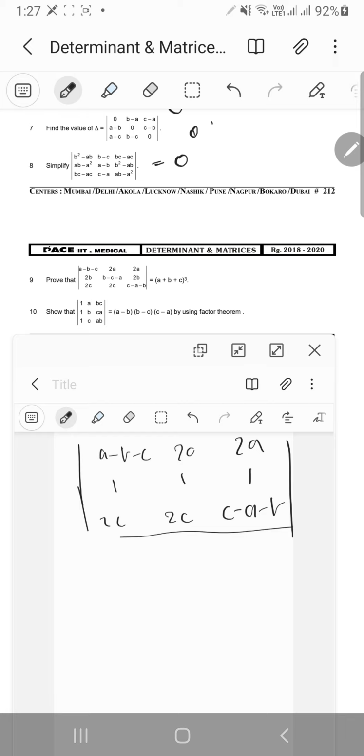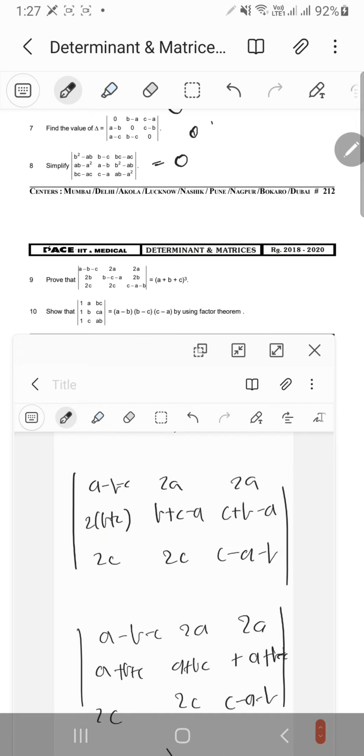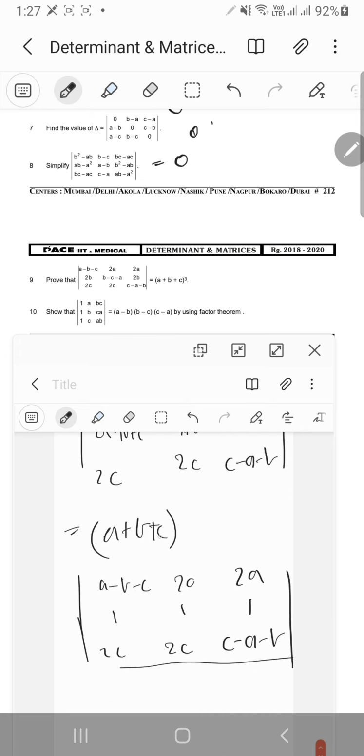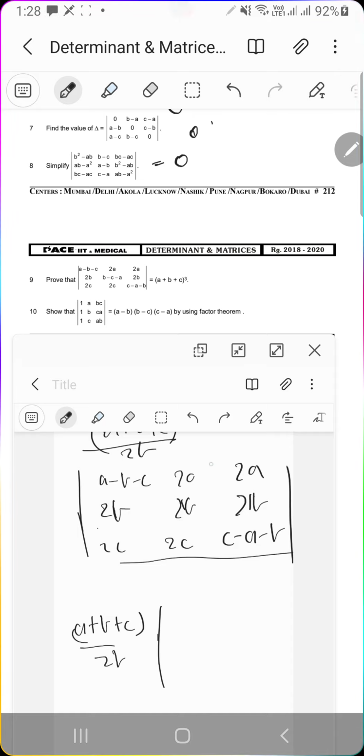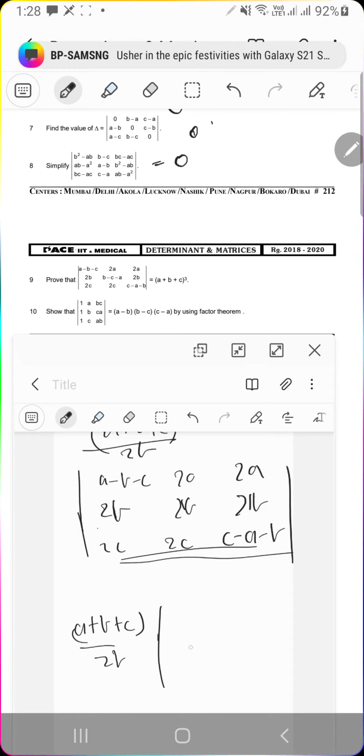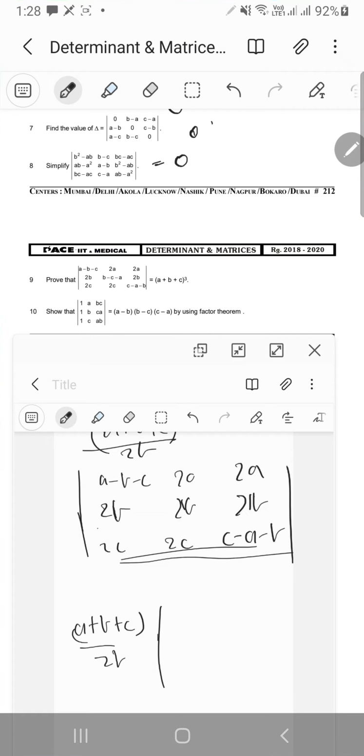Oh wait, why didn't I think of that first? Okay, so divide this thing by 2b and multiply this thing by 2b everywhere. That's nice. So it will be a plus b plus c upon 2b, and now for this determinant, add this thing to that and also to that, right? So you can do it stepwise. So add this to that and then add this to that as well. Okay, that will probably give us nice things.